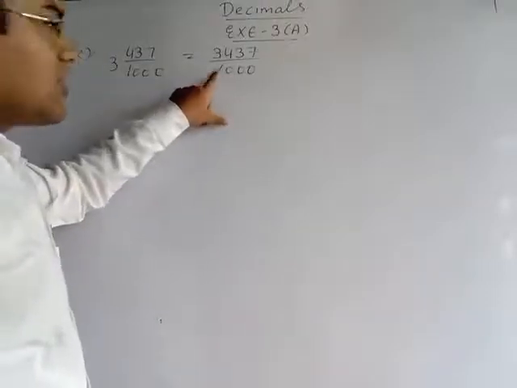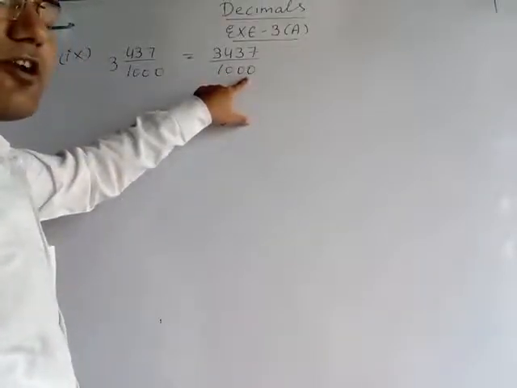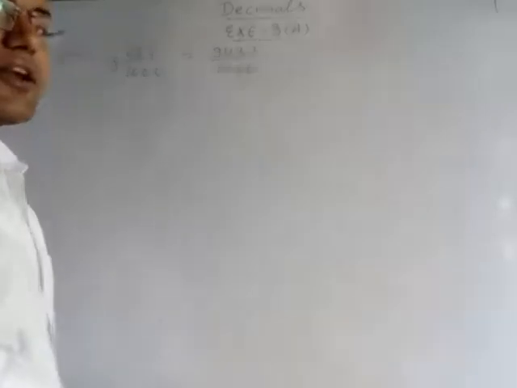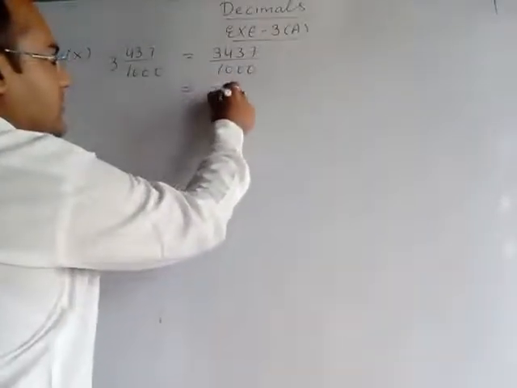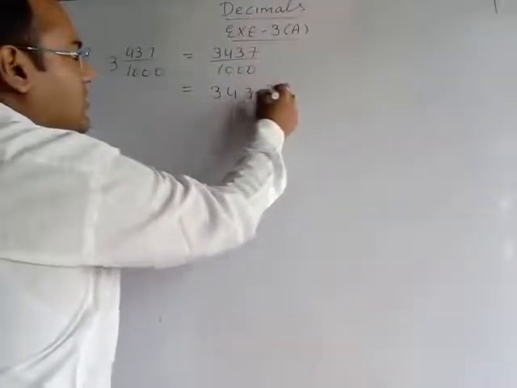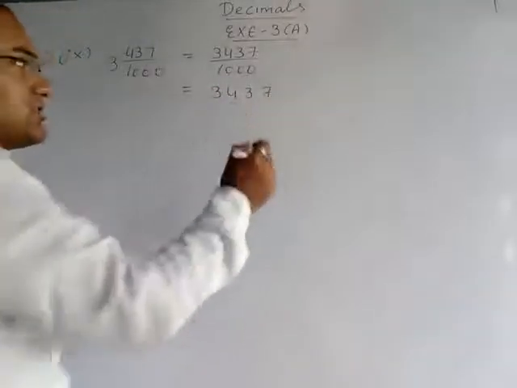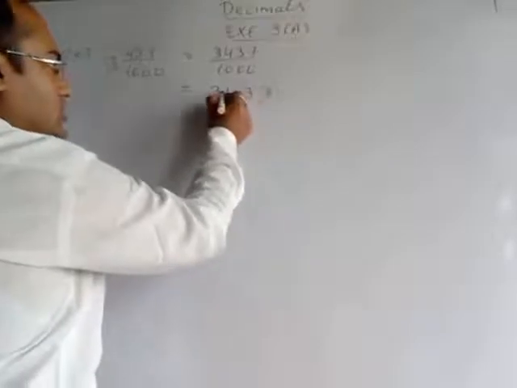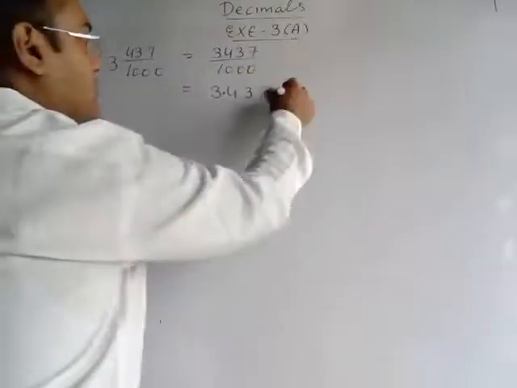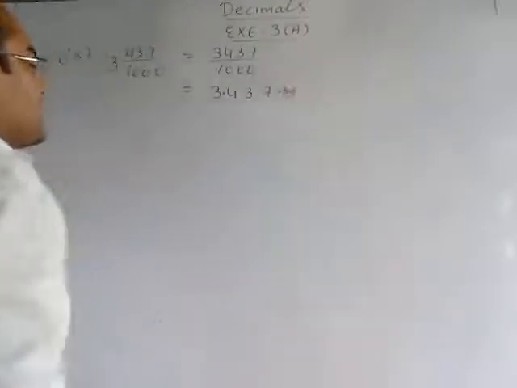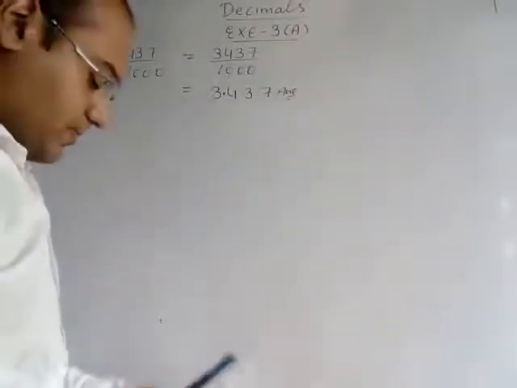Now in the denominator you will observe 1000 is coming here. After 1, how many zeros are coming? 3. That means in the answer we have to put the decimal before 3 places. So first of all we will write the numerator 3437. From the last we will count 3 digits, 1, 2, 3. So here we will put the decimal. So our final answer is 3.437. So this is your final answer of part number 9.